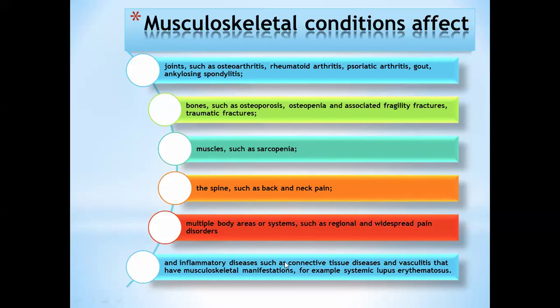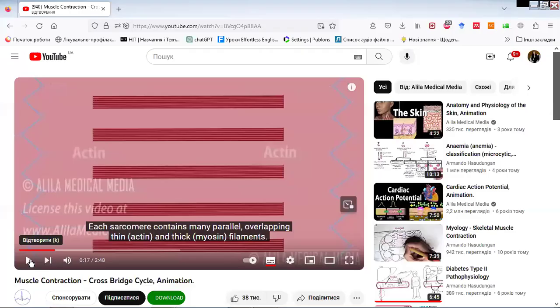Skeletal muscles are composed of muscle fibers, which in turn are repetitive functional units called sarcomeres. Each sarcomere contains many parallel overlapping.